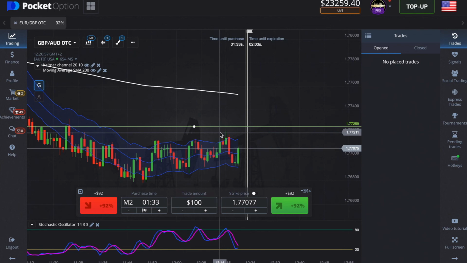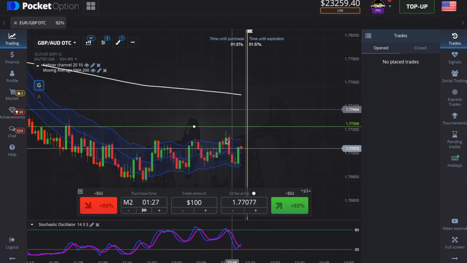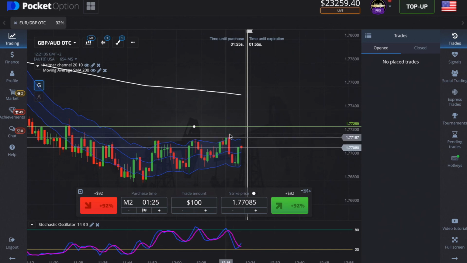All right, so this was the perfect trade. I'm going to tell you why. Number one, we were on the right side of the 200 moving average, like I just said. Number two, the green candle went into overbought conditions, right? And then the stochastic oscillator was also in overbought conditions.